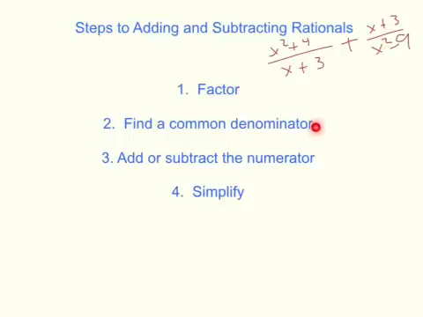But now we want to find a common denominator, because when we add and subtract fractions, they need common denominators. So you have to have this in order to add and subtract rationals. This is really important. Then add or subtract the numerator only and simplify. So let's do two examples.